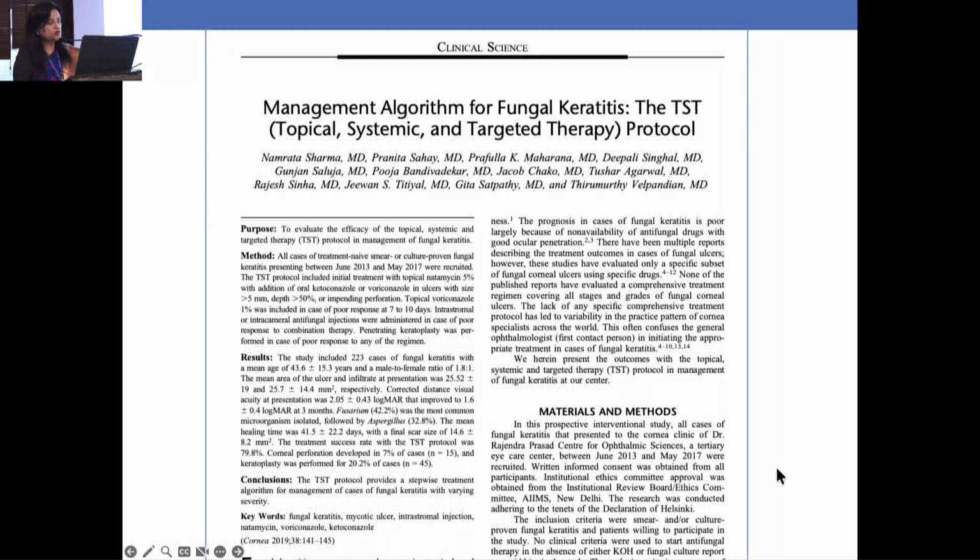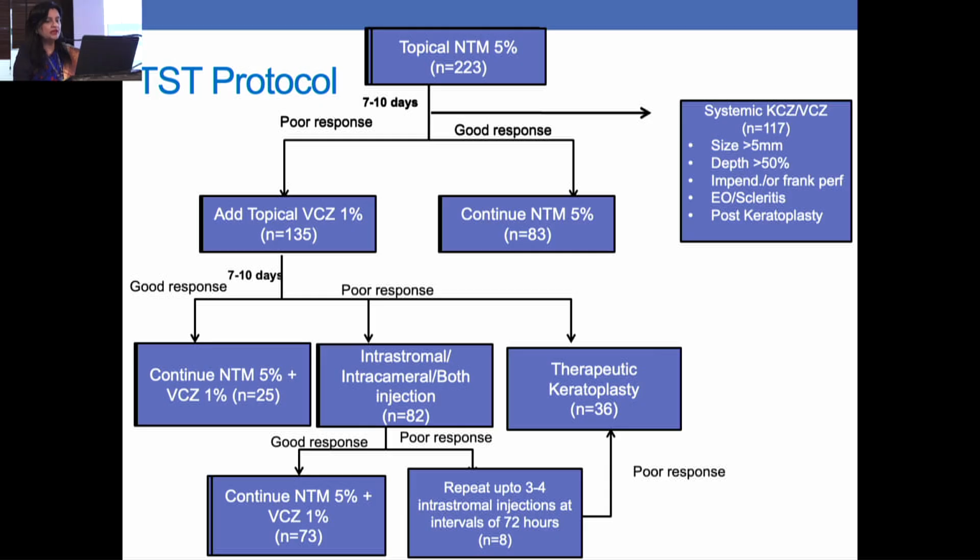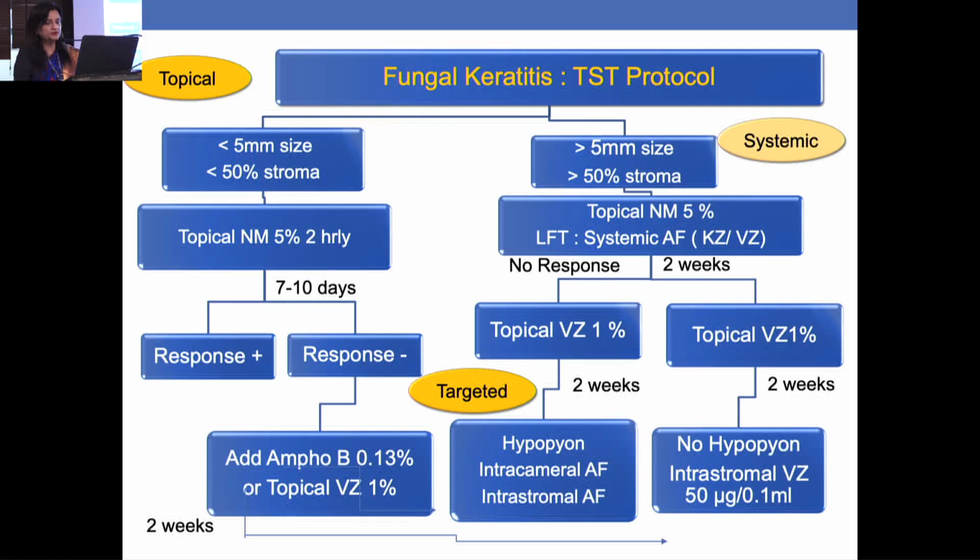Again, we came out with what we call the TST protocol, or the topical systemic targeted therapy protocol for fungal keratitis. This was based on 223 cases which were followed up prospectively. And this is what it is. If your ulcer size is less than 5 millimeters with less than 5 millimeters stromal involvement, give topical natamycin alone. If the response is good, your ulcer is healed. If it is not good, you add another drug which could be amphotericin B or voriconazole.